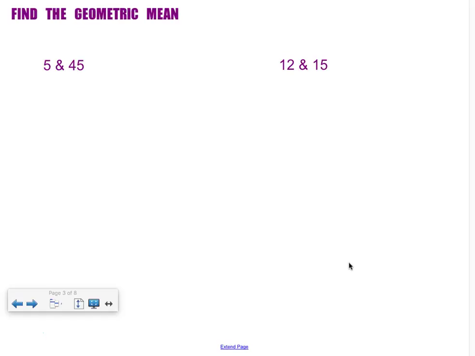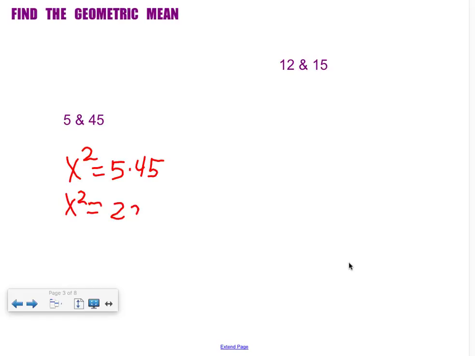Okay, now let's try this out. Remember, if I want to find the geometric mean, I'm really writing X squared equals 5 times 45. What is 5 times 45? 225. And then the square root of 225? 15.